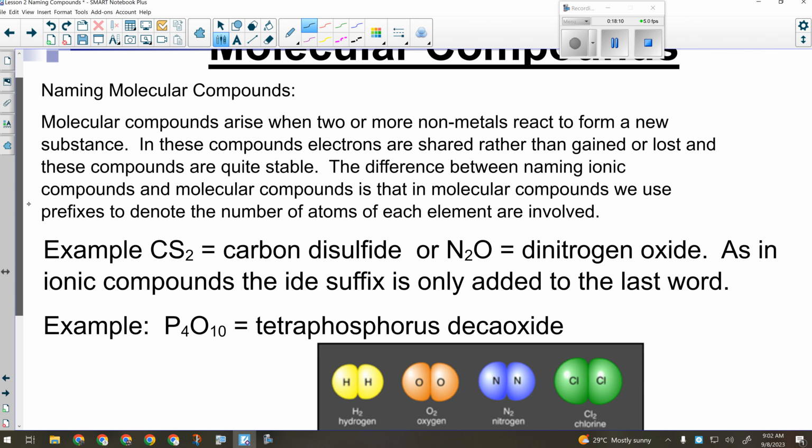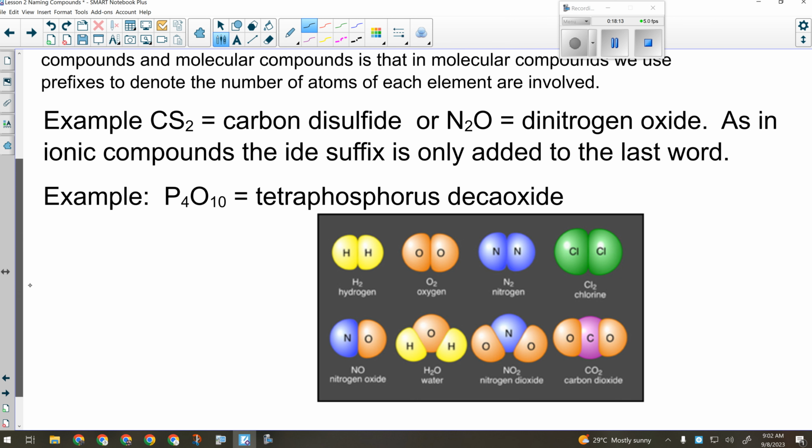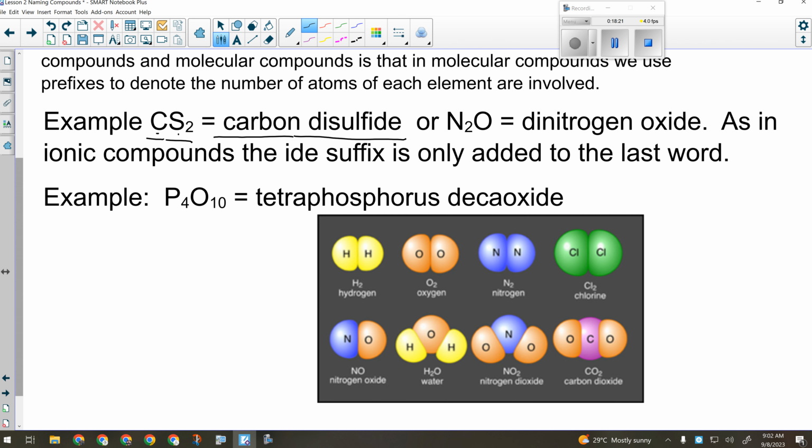All right. So if we're looking at some of these here, if I've got carbon and sulfur, there's only 1 carbon, so I just write carbon. There are 2 sulfurs, disulfide. In this one here, I've got 2 nitrogen, so dinitrogen. Oh, and that's wrong. What did I have in front of this? Mono. Or sometimes we just write monoxide. And then for this one here, P4O10, that would be tetraphosphorus decaoxide.